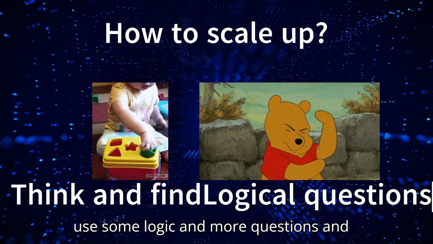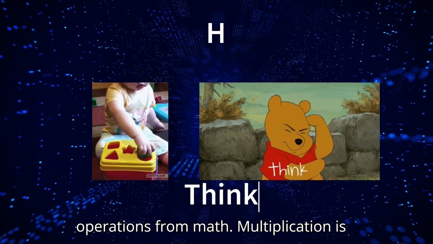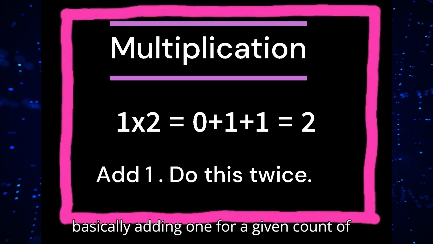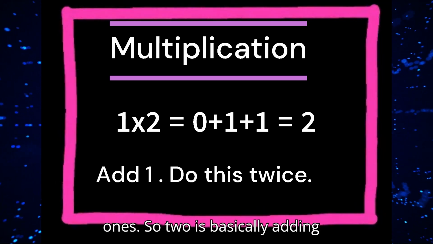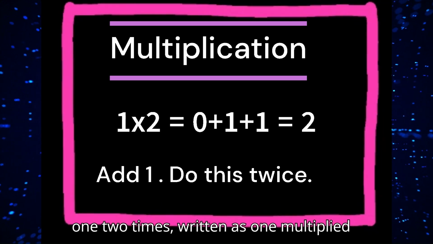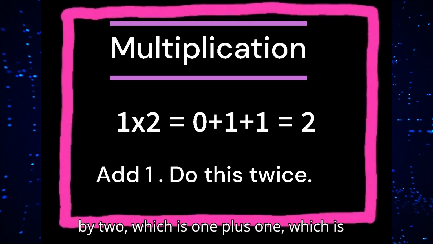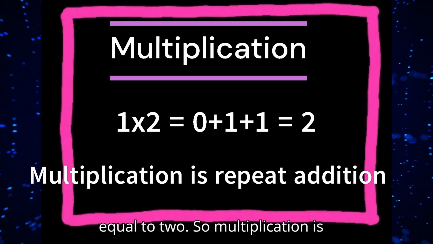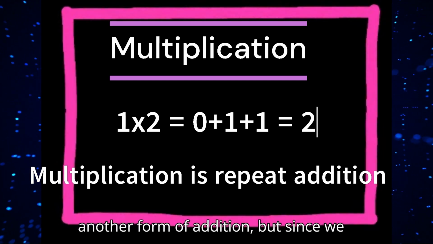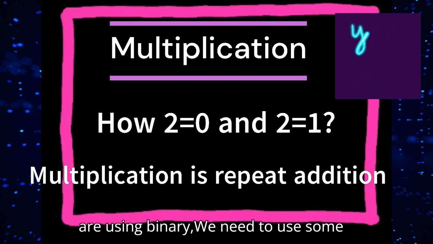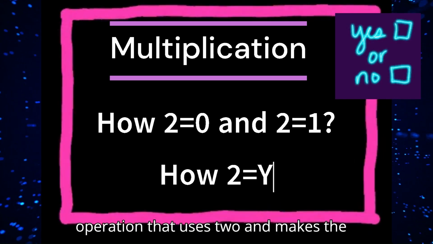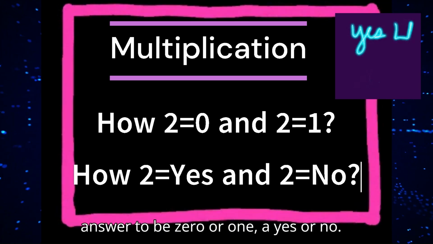Let's use some logic and more questions and operations from math. Multiplication is basically adding 1 for a given count of ones. So 2 is basically adding 1 2 times, written as 1 multiplied by 2, which is 1 plus 1, which is equal to 2. So, multiplication is another form of addition. But since we are using binary, we need to use some operation that uses 2 and makes the answer be 0 or 1. A yes or no.